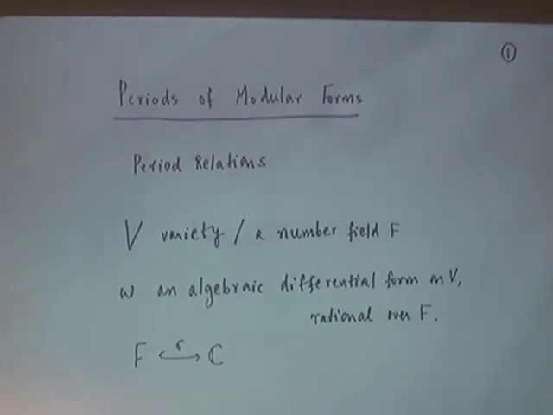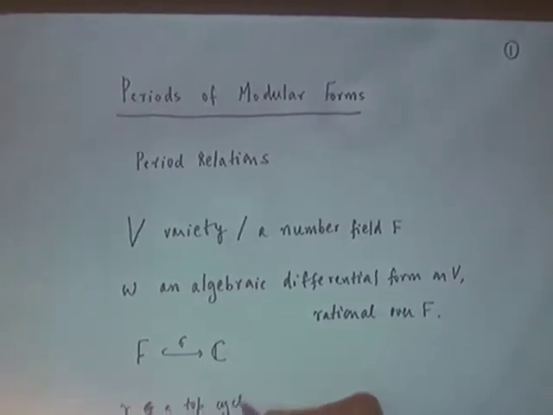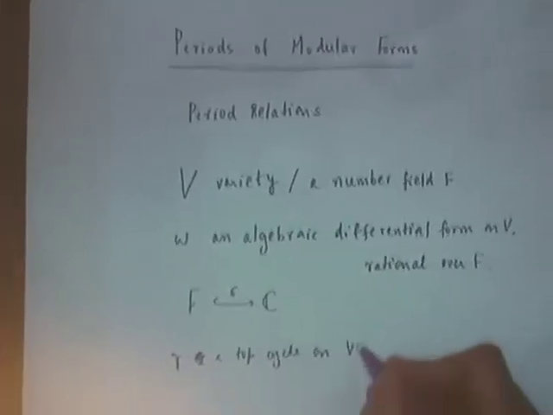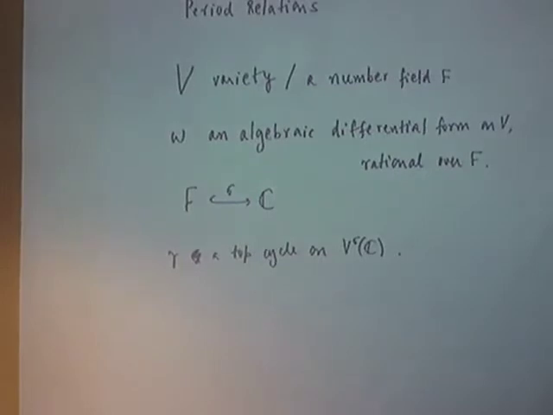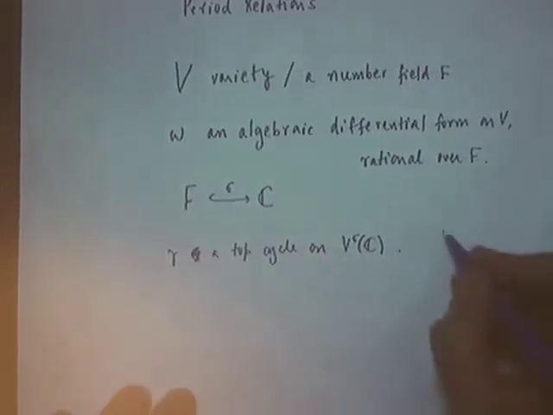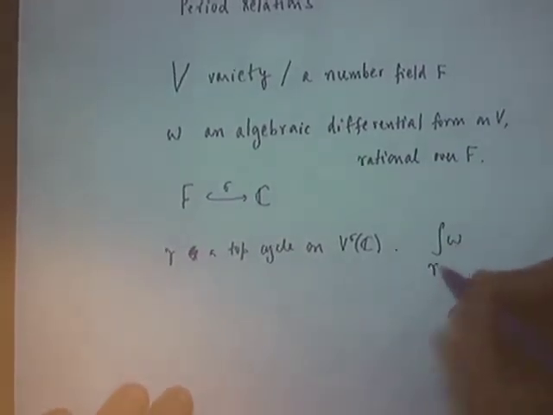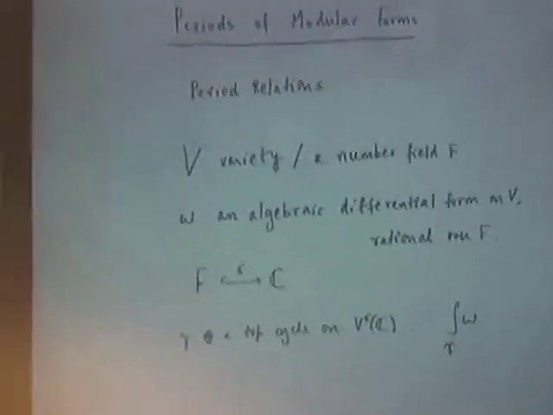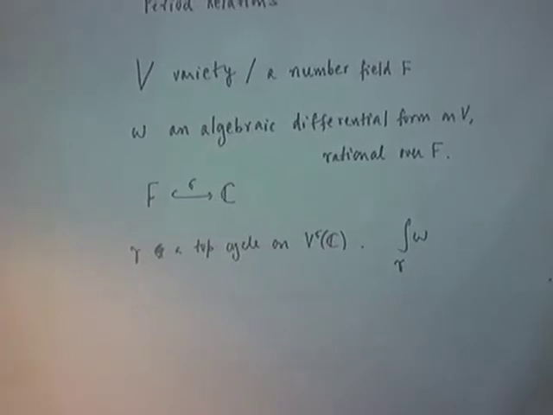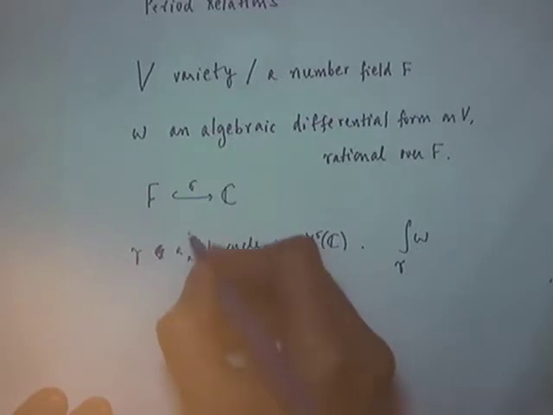So I can think of V as a complex variety. And let's say gamma is a topological cycle of the right dimension on V sigma C, so that I can make sense of the integral of omega over gamma. So that for me is going to be the typical example of a period: an algebraic differential form rational over a number field, and you integrate it over a closed topological cycle. Yes, closed.